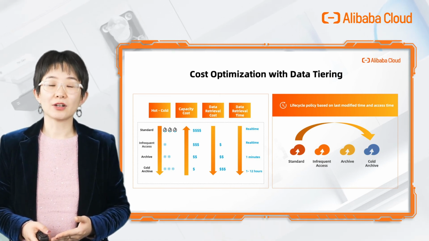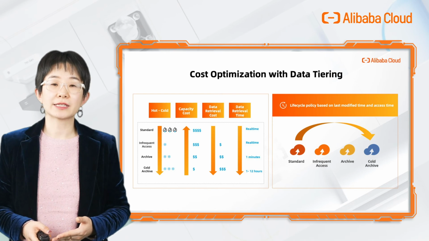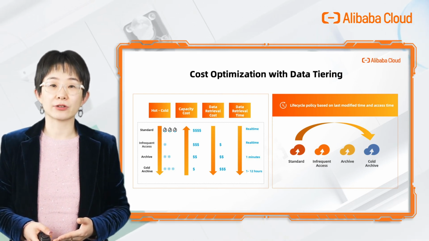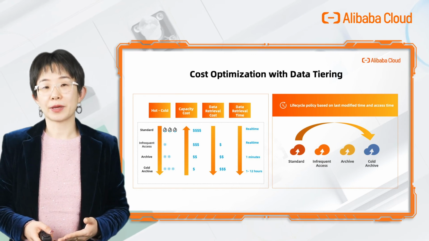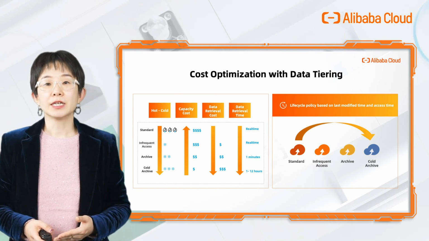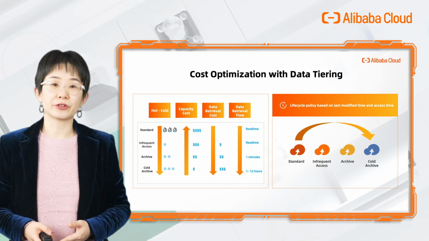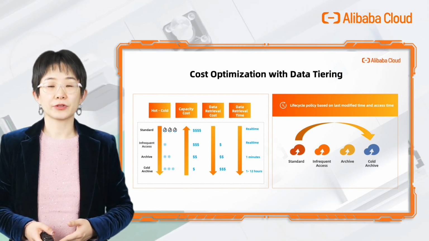For example, for hot data, it's recommended to use standard storage mode since the retrieval time is instantaneous, while the cost is higher compared with others. In order to balance between cost and performance, you can consider to configure the lifecycle policy for your data.